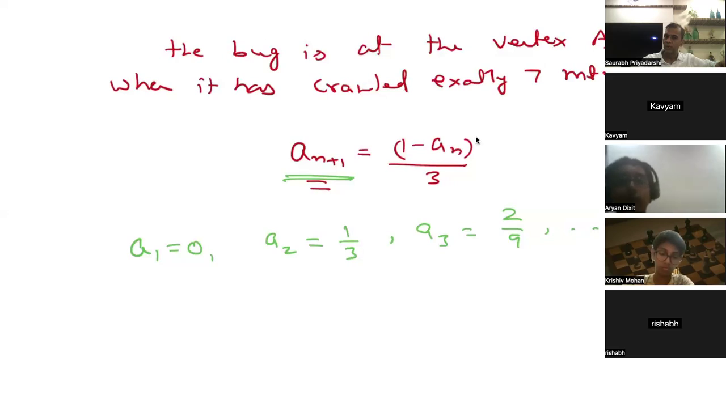So any one of the four. But no, only the A. It has to reach A, right? So we are saying at the seventh step, it has to reach A. That's only possible when it is not on A at the sixth step, right? So this must be 1 minus An.